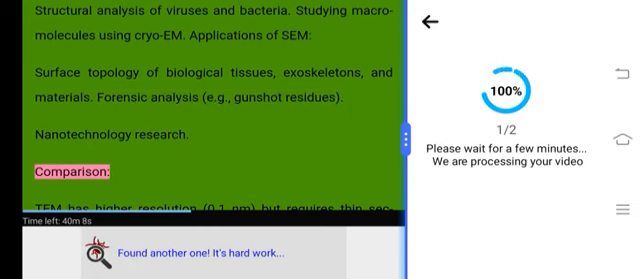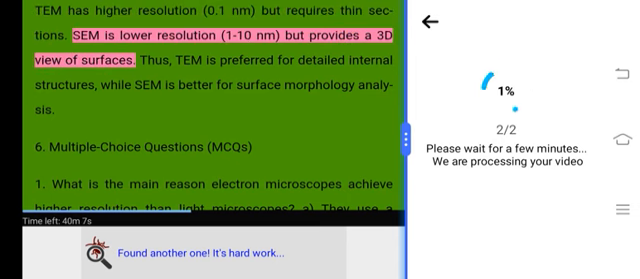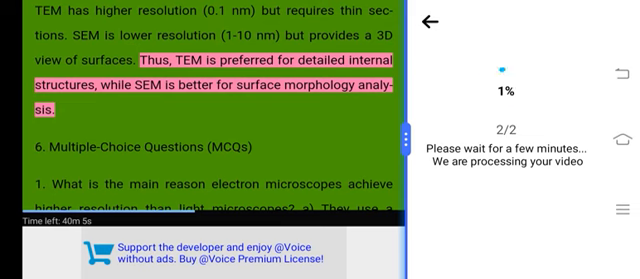Nanotechnology research. Comparison: TEM has higher resolution, 0.1 nanometers, but requires thin sections. SEM has lower resolution, 1-10 nanometers, but provides a 3D view of surfaces. Thus, TEM is preferred for detailed internal structures, while SEM is better for surface morphology analysis.